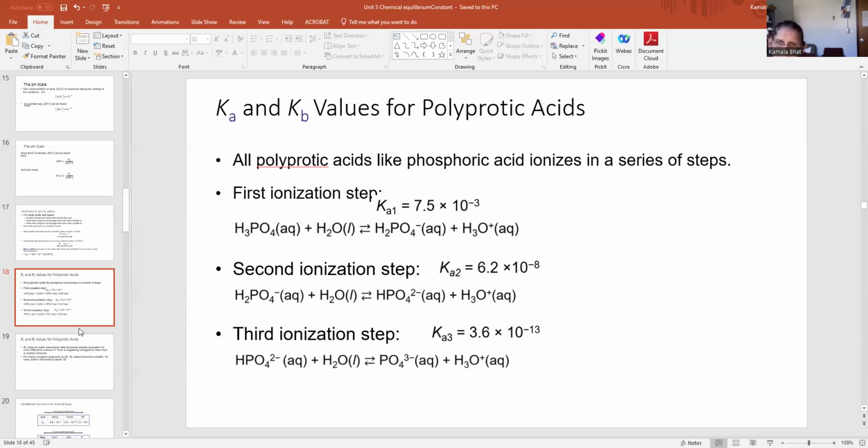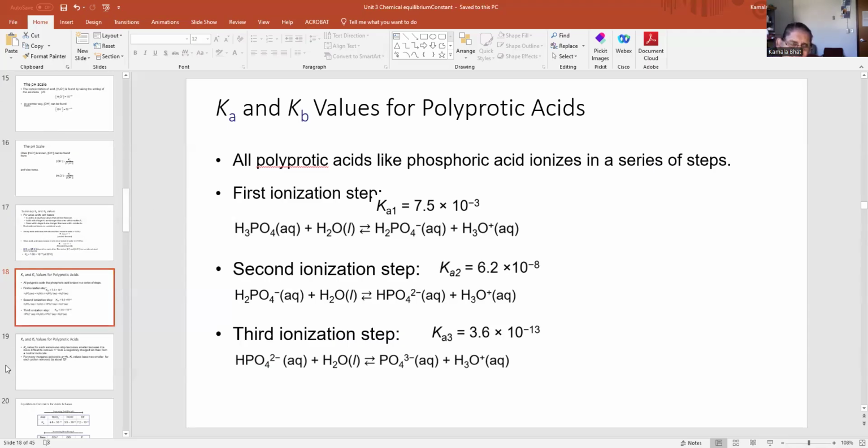And from these reactions, you can say that the equilibrium constant, Ka, varies by a factor of 10 to the power of 5 when you compare each step with the one before it. So comparing Ka1 to Ka2, we see that Ka2 is 10 to the power negative 5 smaller than Ka1. And the same thing goes for step 2 and step 3. Ka3 is 10 raised to minus 5 times smaller than Ka2.